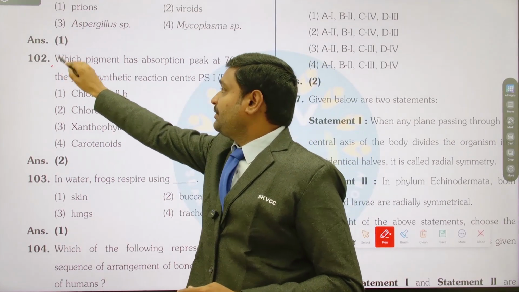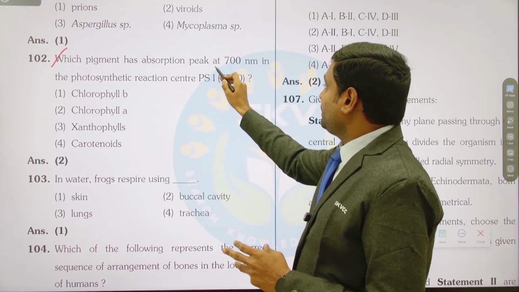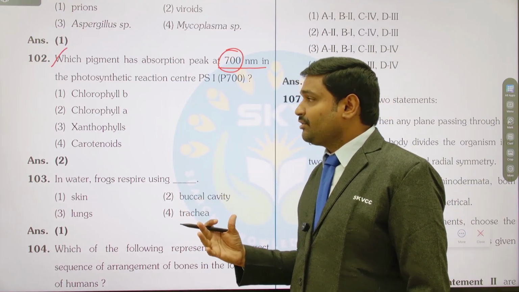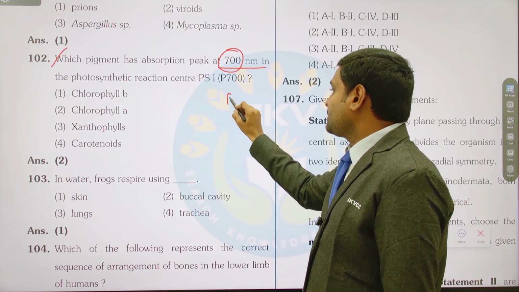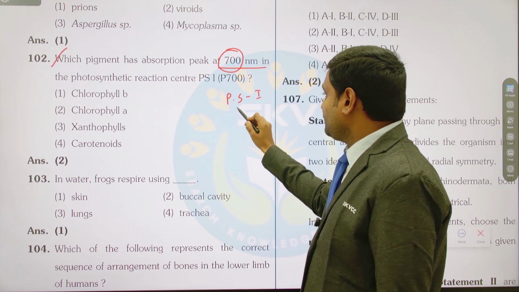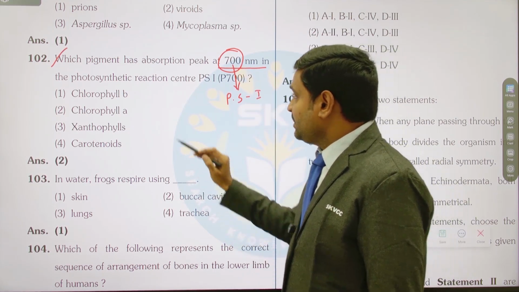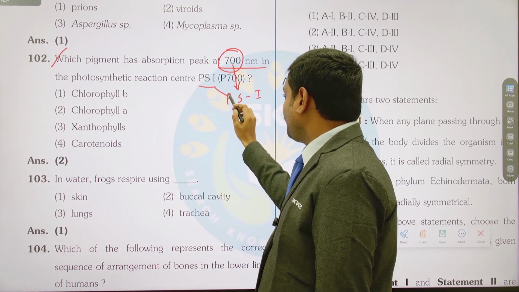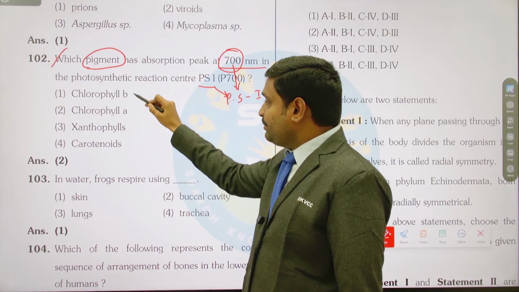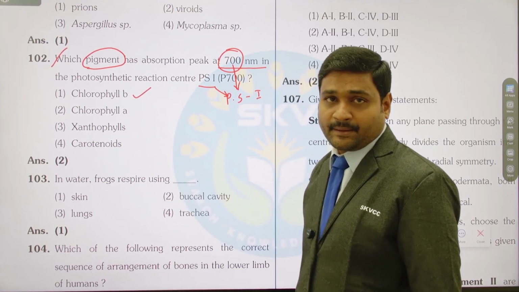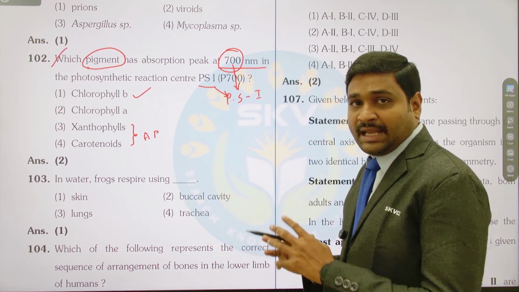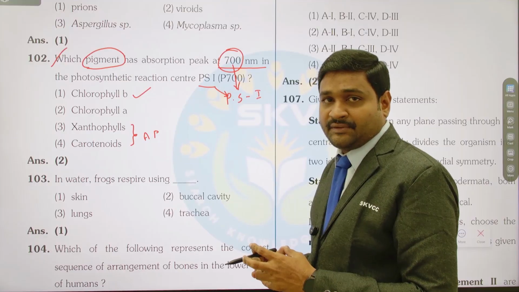Next, the question: which pigment has an absorption peak at 700 nanometers? 700 nanometers represents the reaction center of PS1. So absolutely PS1, which has the reaction center, has 700 nanometers. In the photosynthetic reaction center PS1, which pigment? The options are chlorophyll b, chlorophyll a, xanthophyll and carotenoids. Among these four options, xanthophylls and carotenoids are the accessory pigments. These two are called accessory pigments, so they do not react at the wavelength of 700 nanometers.